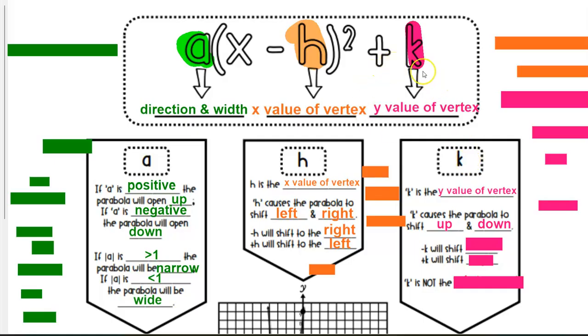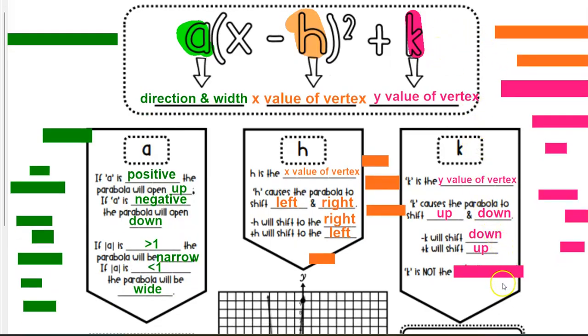If we subtract a constant k outside the parentheses, then the parabola will shift down. If we add k, a constant k, outside the parentheses, then the parabola will shift up. So when we're discussing the y value of the vertex, the parabola moves in the same direction as the sign. If you are adding this k value, the parabola moves up. If you subtract that k value, the parabola moves down.